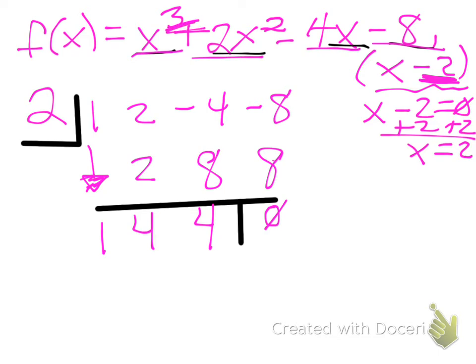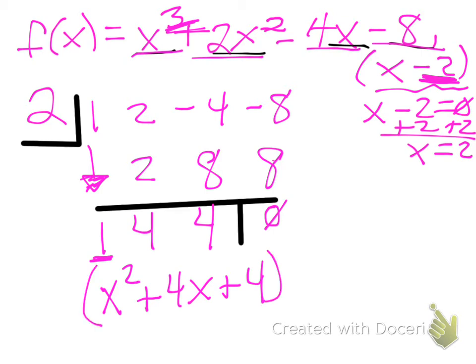I see that my original function started off with x cubed. That means that I am going to use x squared as my starting coefficient here. So it will be 1x squared, or just x squared, plus 4x plus 4. So what we have done is factored out this x minus 2 from the original problem, and it left us with x squared plus 4x plus 4. Well, I'm looking at this, and this looks like it can be factored one more time.